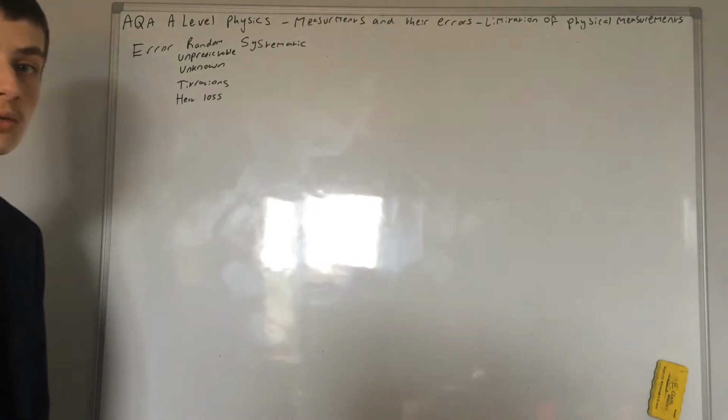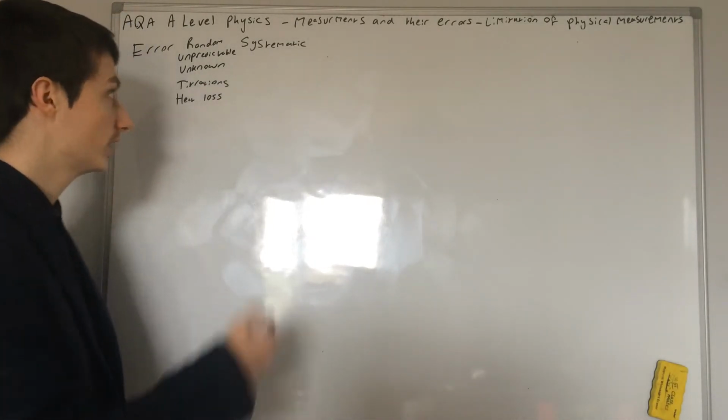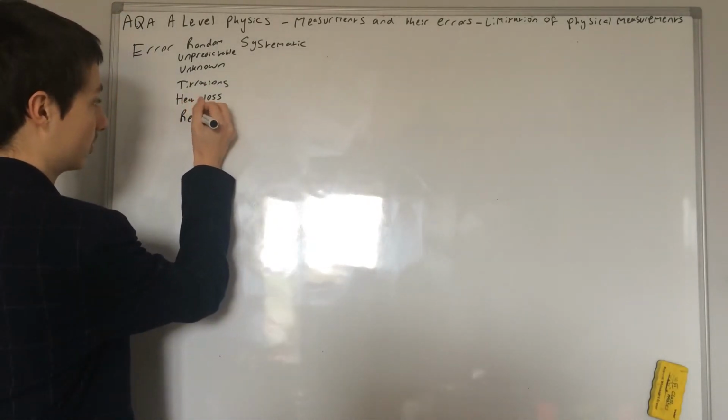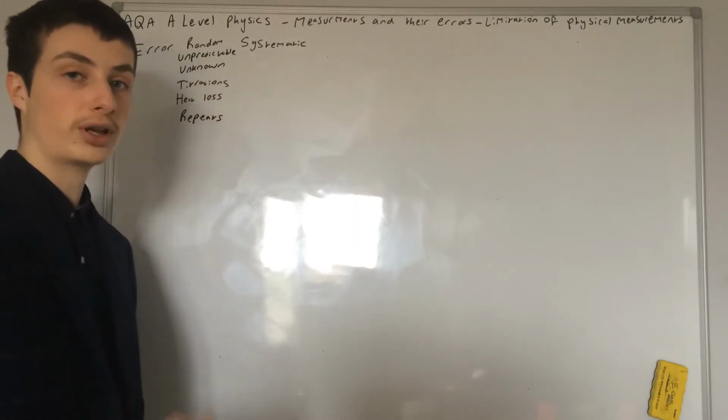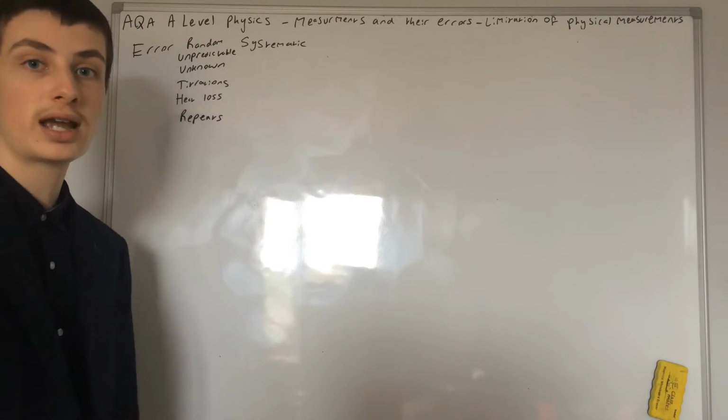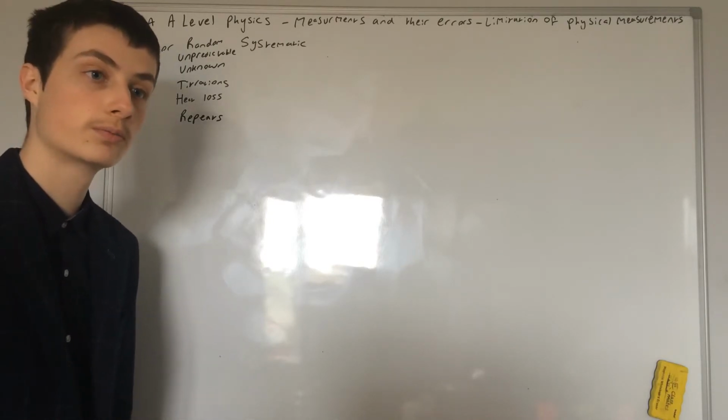The main way we get rid of random error in our results is by doing repeats. While one measurement may not be accurate, many averaged out probably will be.